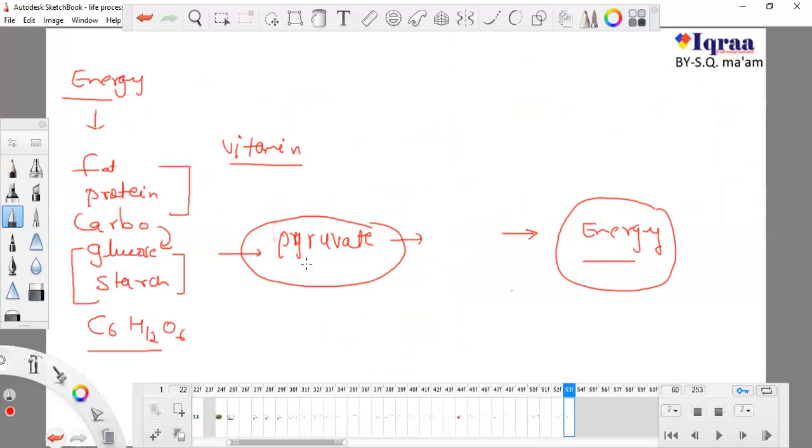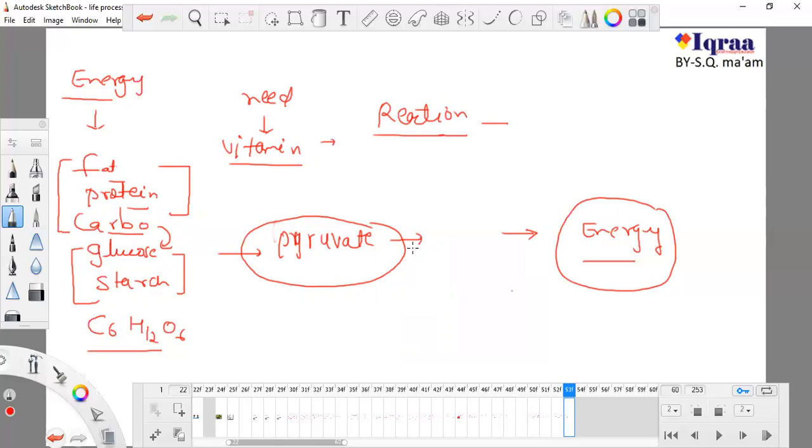Okay, so I told you that energy is obtained from fat, protein or carbohydrates, but for the reactions involved in getting pyruvate, or making energy out of these food essentials, there is a need for vitamins. Without vitamins, no reaction can be conducted. These food materials give us energy, but to conduct the reactions that make energy, there are so many types of reactions.